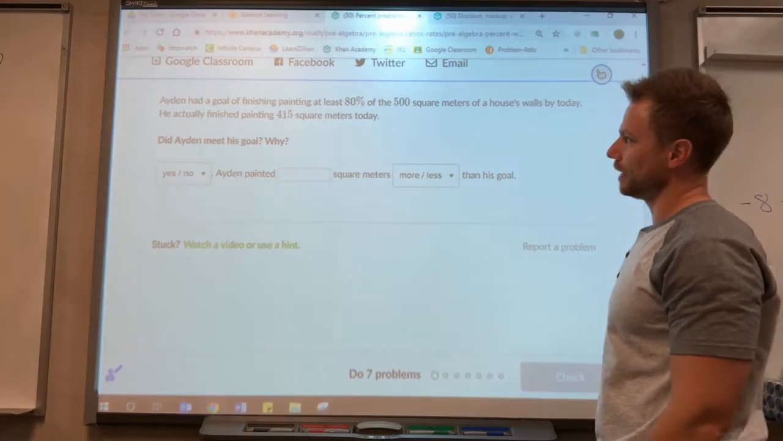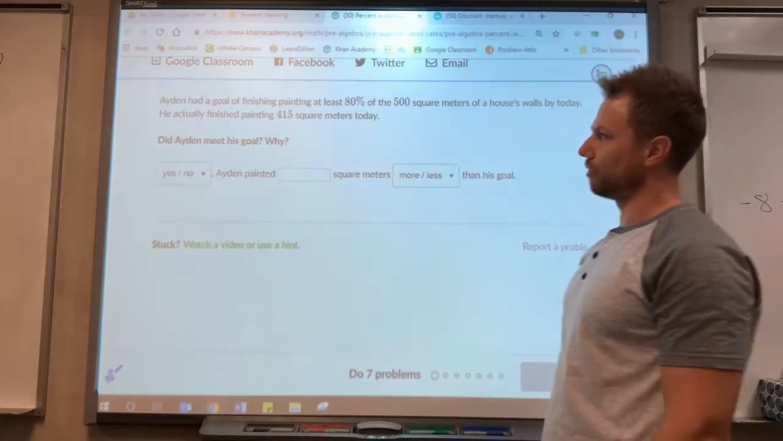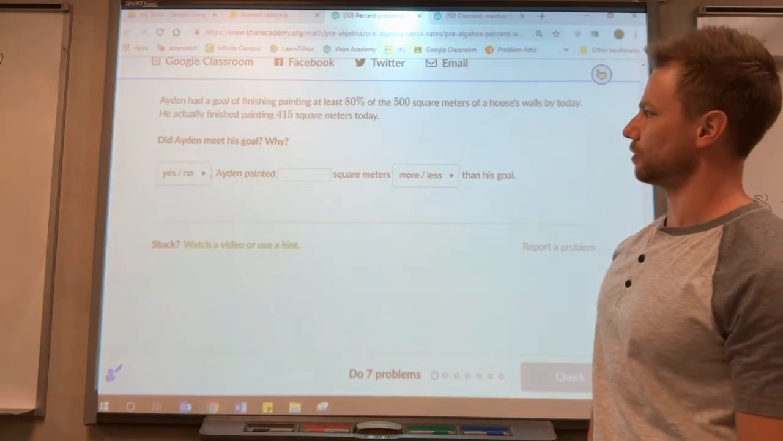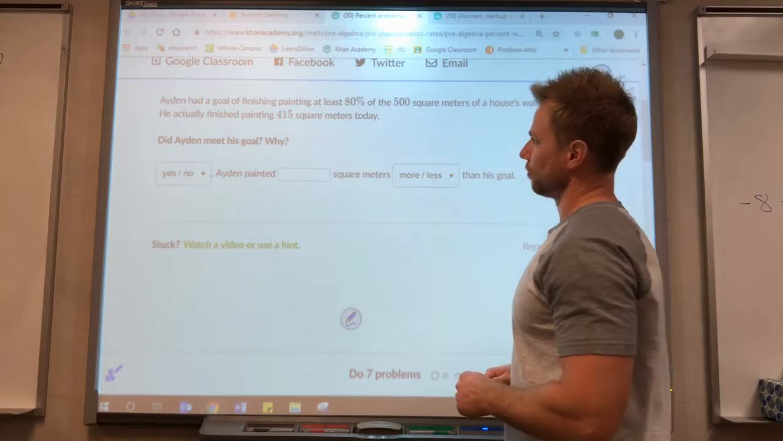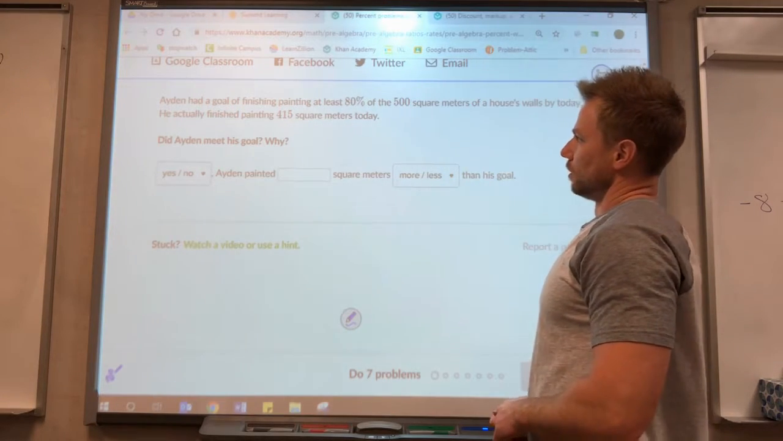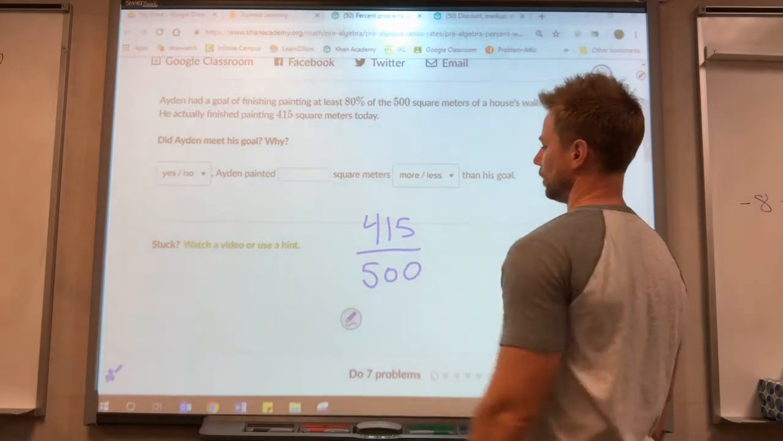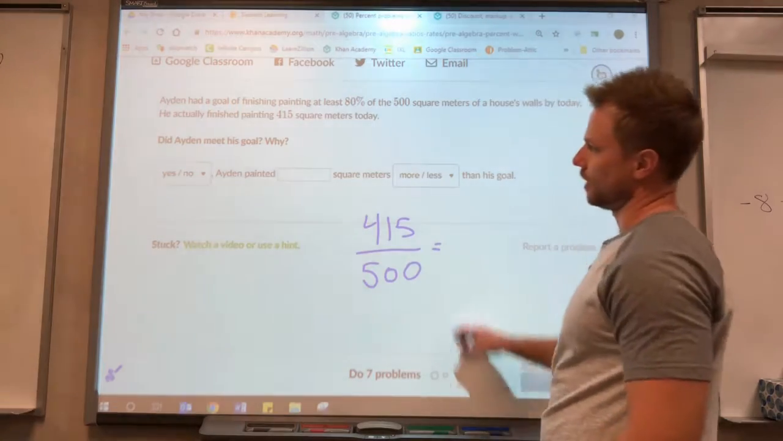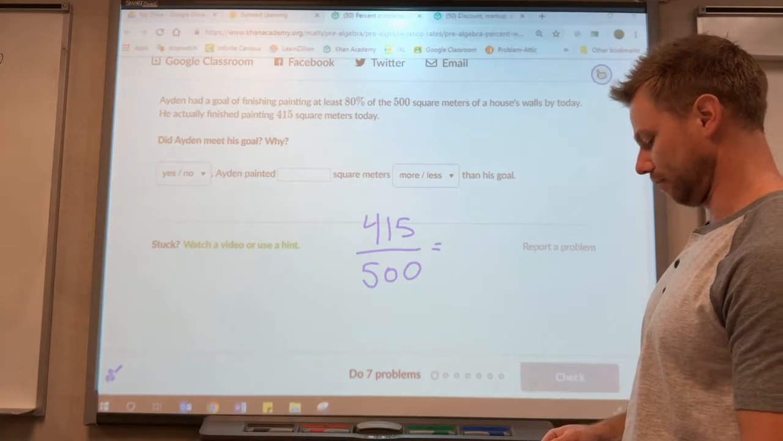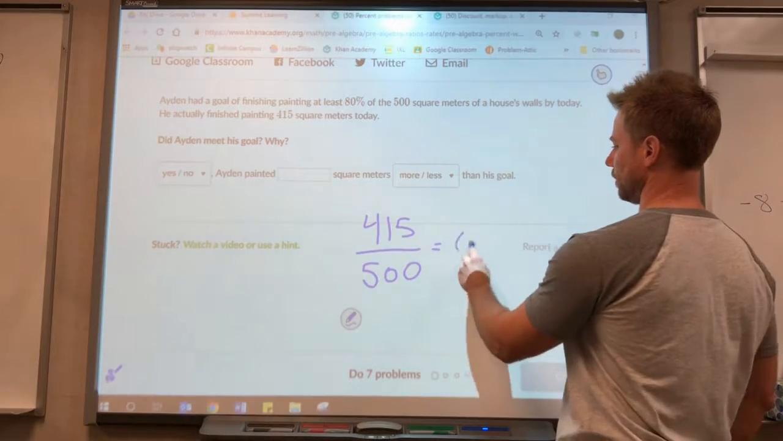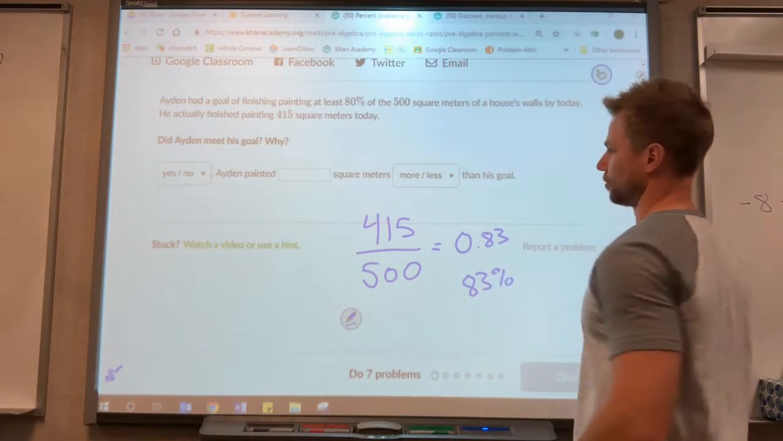Okay, Aiden had a goal of finishing painting at least 80% of the 500 square meters of a house's walls by today. He actually finished painting 415 square meters today. Did he meet his goal, and why? Okay, so he finished 415 square meters. So we take 415 out of the total of 500 to figure out what percent that would be. Okay, the amount he actually got done out of the total. So 415 divided by 500 turns out to be 0.83. Now as a percent, move the decimal twice, that would be 83%.